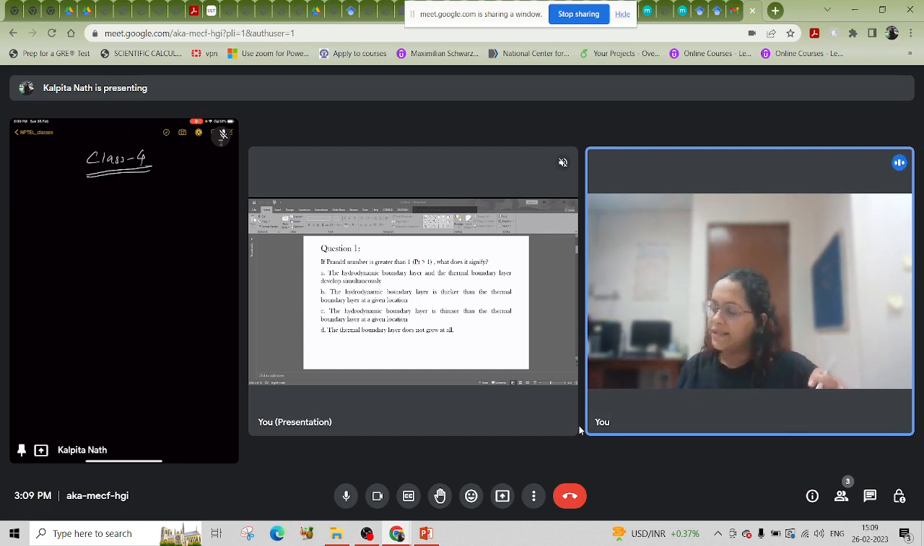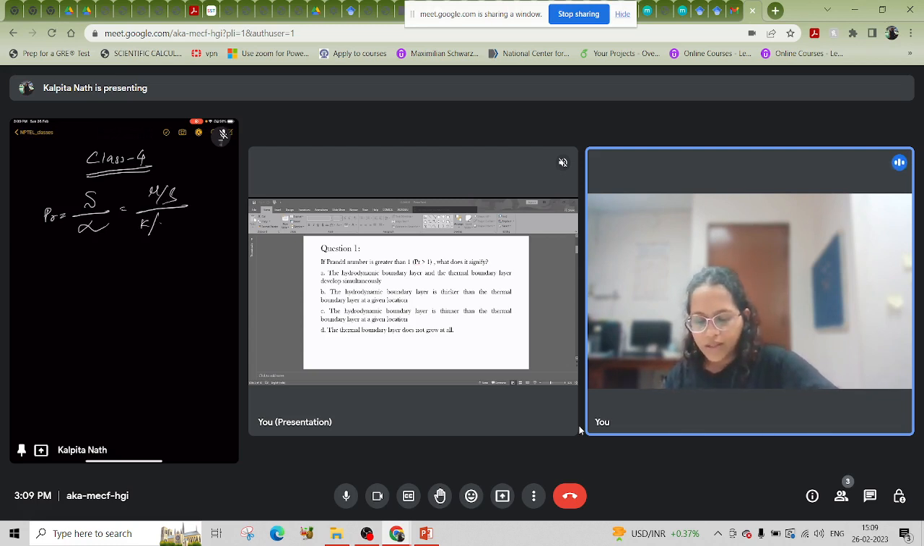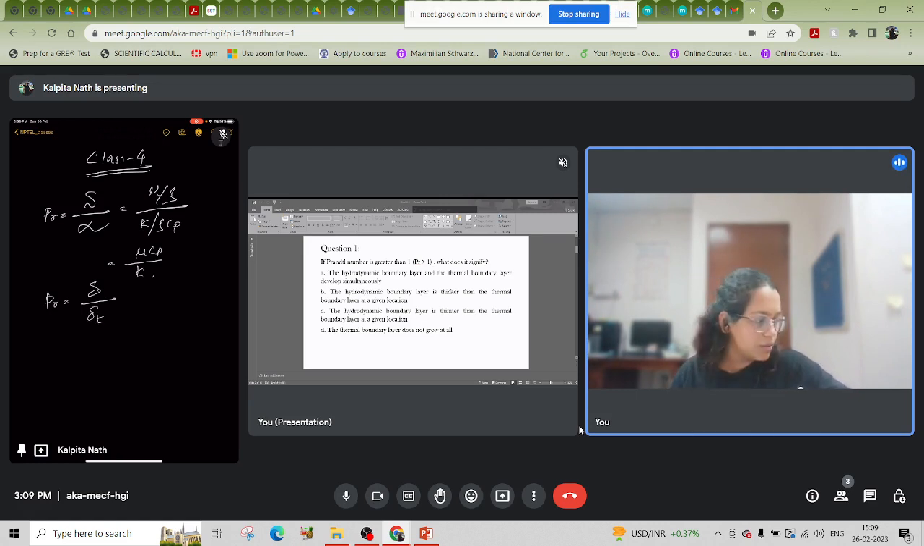So in that context, we know that Prandtl number is equal to viscous diffusion rate upon thermal diffusion rate, that is, momentum diffusivity upon thermal diffusivity. Momentum diffusivity is mu by rho and thermal diffusivity is K by rho Cp. That is, it is mu Cp by K. So Prandtl number can also be written as the hydrodynamic boundary layer thickness upon the thermal boundary layer thickness.